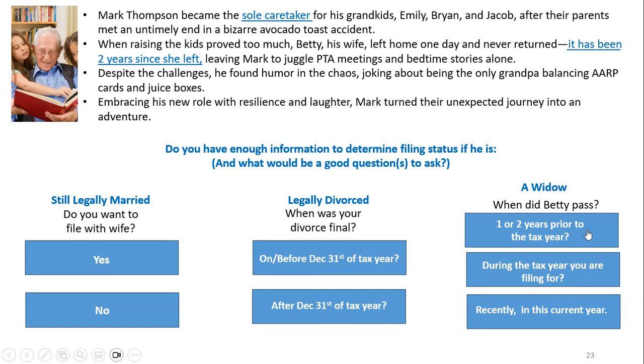And so in this case, if she passed away in 22 or 23, she was not alive in 24, then basically he's a single parent kind of a thing. And so he could be head of household.